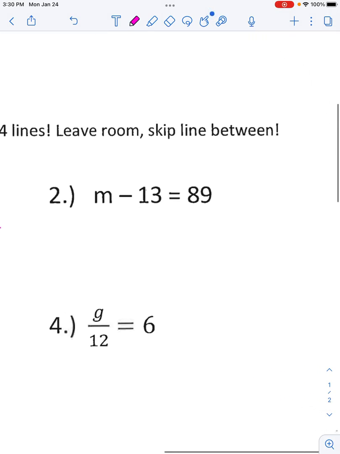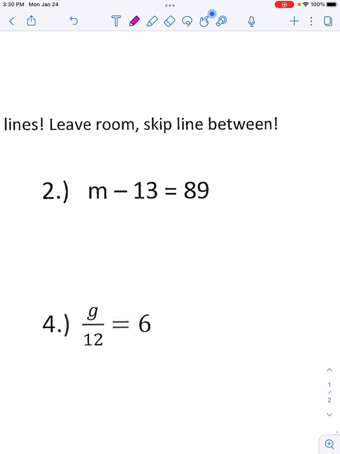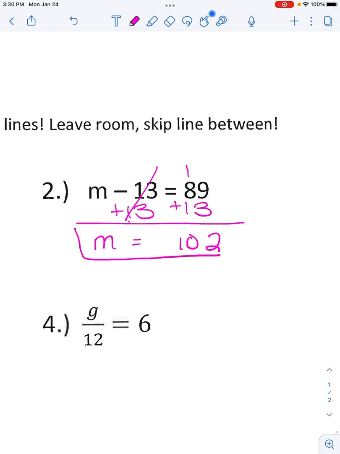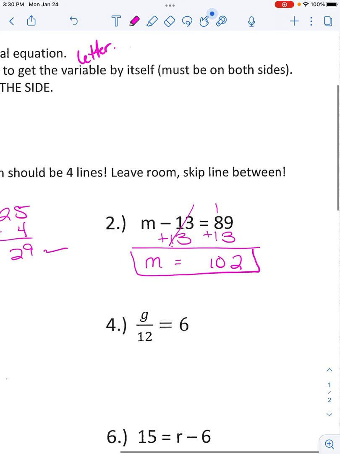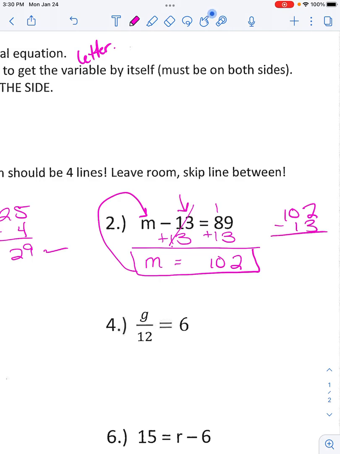Number 2 says m minus 13, or something minus 13, is 89. This is a subtraction equation. To solve subtraction, we're going to do the inverse. The inverse of subtraction is addition. So if it says m minus 13, we're going to add 13 to both sides. And negative 13 plus 13 is 0. And then we're going to add. So m is 102. And then we're going to check. We're going to put 102 back in for m, subtract 13, so we have 89. 102 minus 13 is 89, so it does check out.